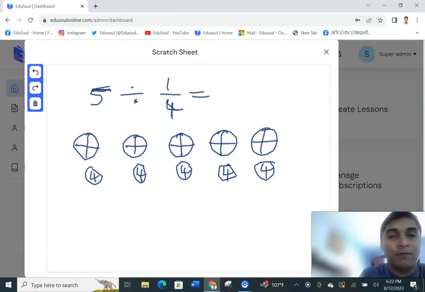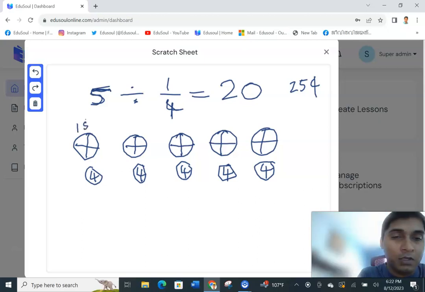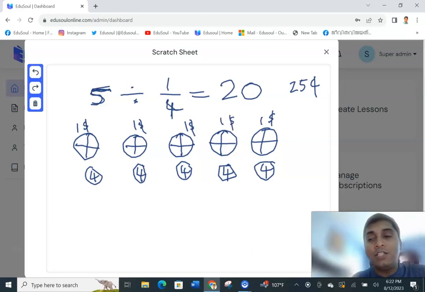5 whole number divided by 1/4. There are 20 quarters in $5, right? 25 cents. Okay, in $5. So because each $1, imagine this one has $1, this one has another dollar, this one has another dollar, this one has another dollar, another dollar. Each $1 has 4 quarters of 25 cents each.